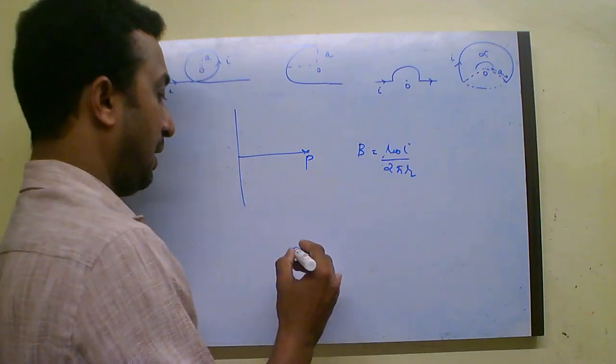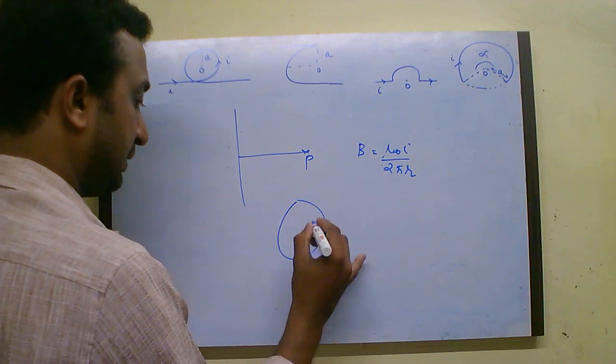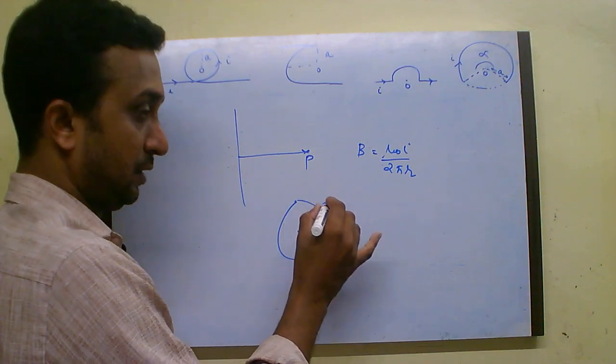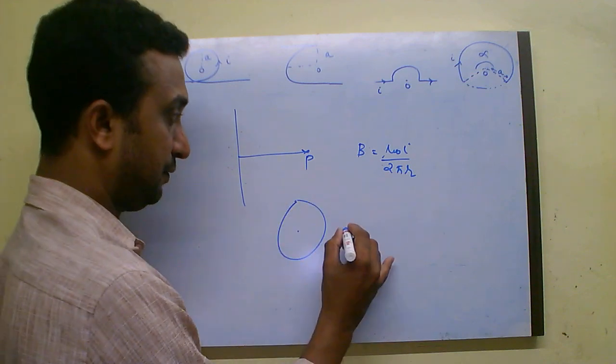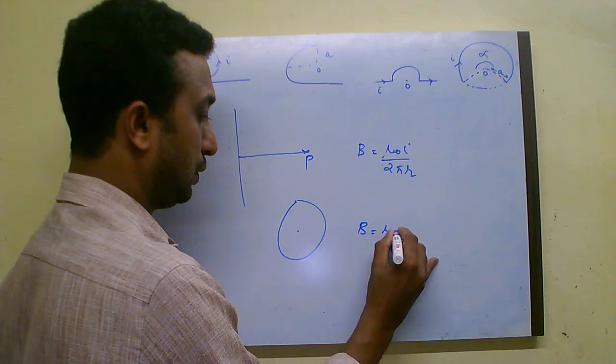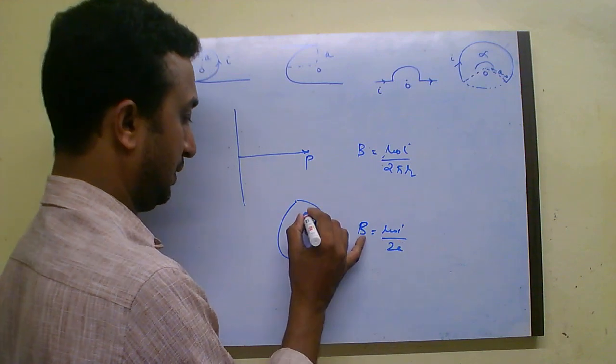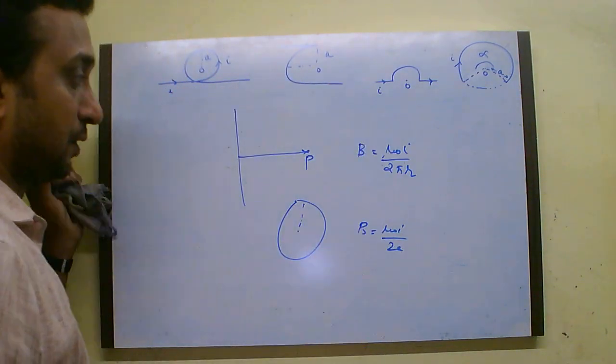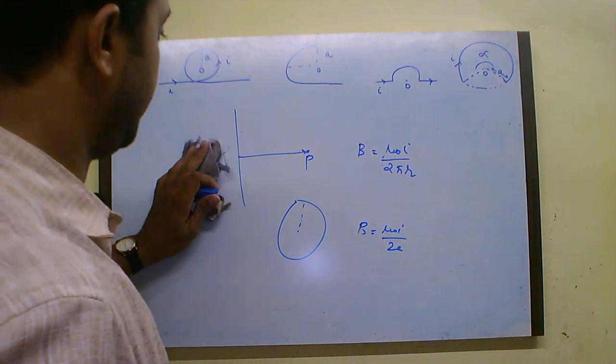and the magnetic field at the center of a current carrying circular coil, which is B is equal to mu 0 I by 2a. If you know these two equations, you can solve all of these figures. So let me check the first figure.